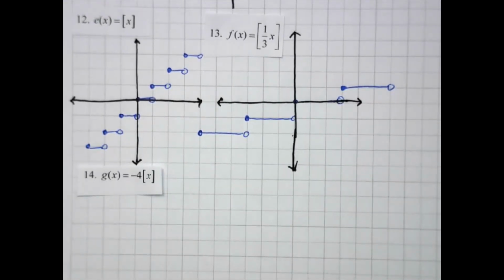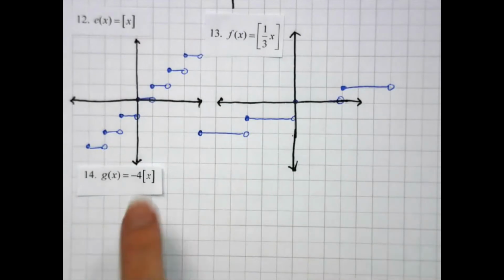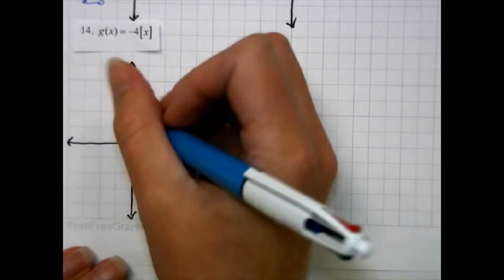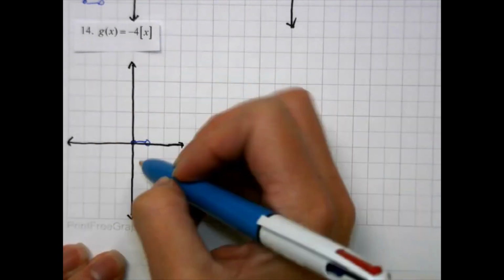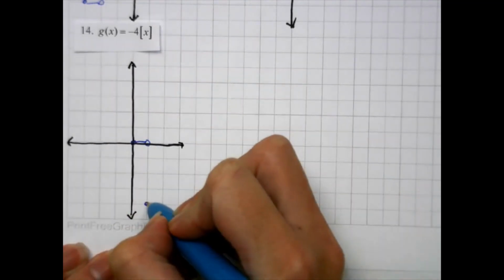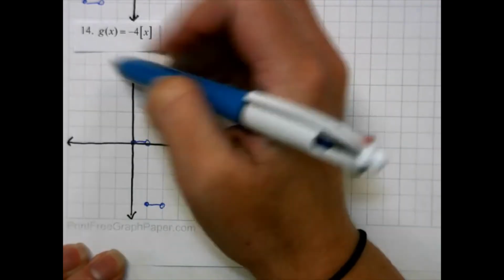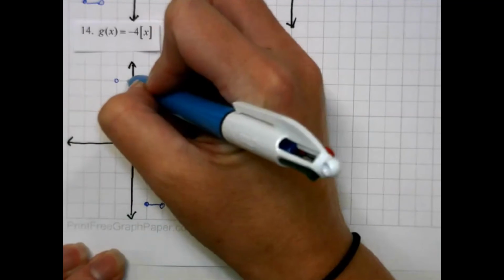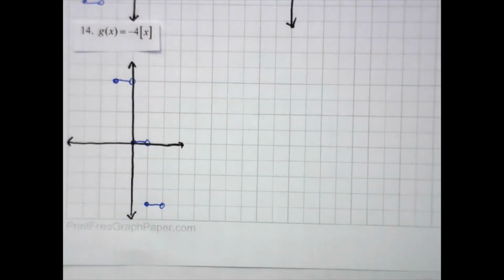This next one is going to take the bars and reflect them over the x-axis, so the steps are going to be going down, and then it's going to be stretched vertically. So the first one's still going to be at 0, 0, and have a length of 1. The next one, though, is going to be down here at -4, and then there's going to be one over here, like that.